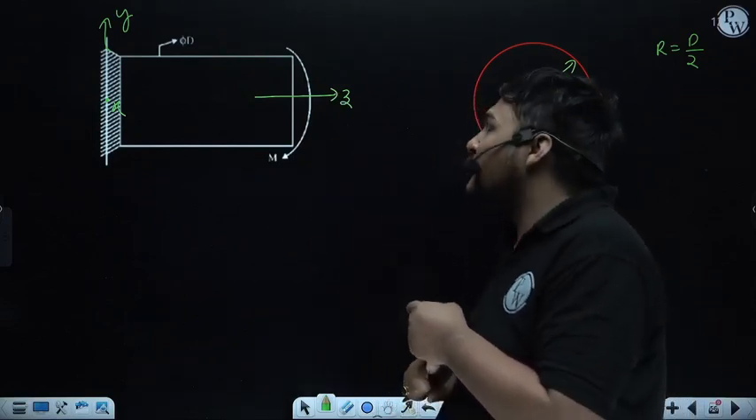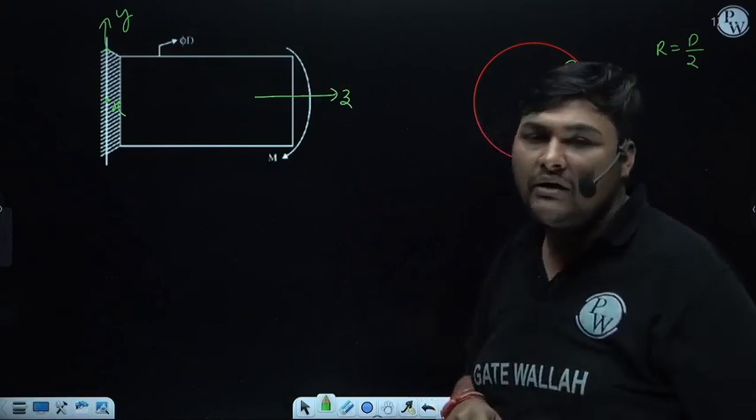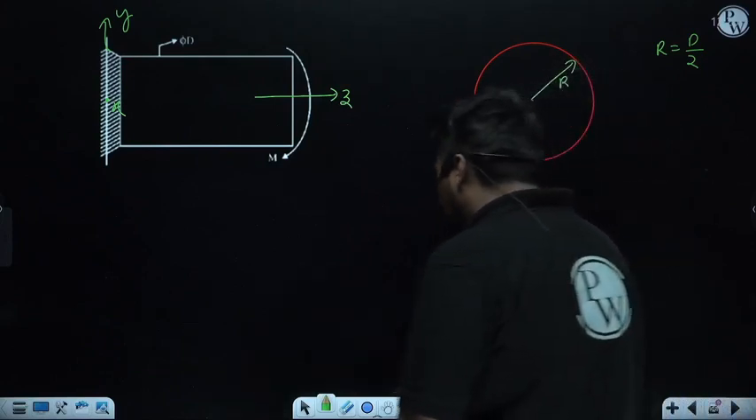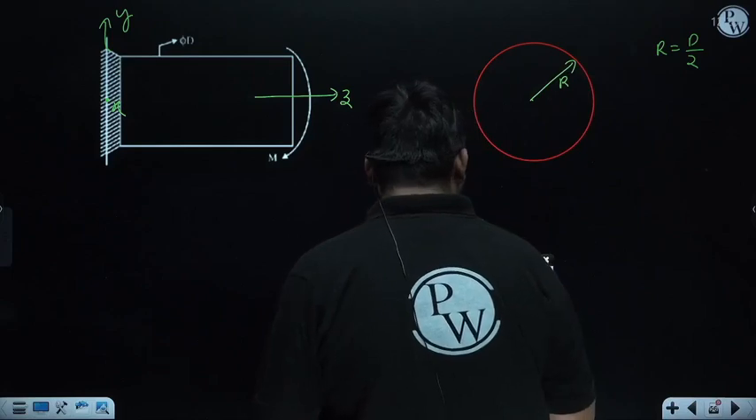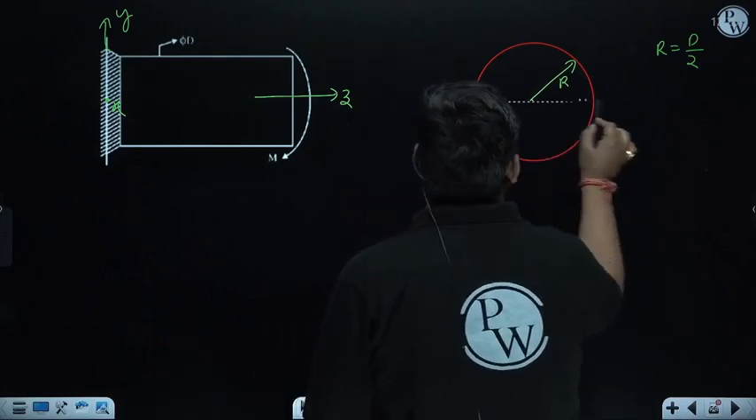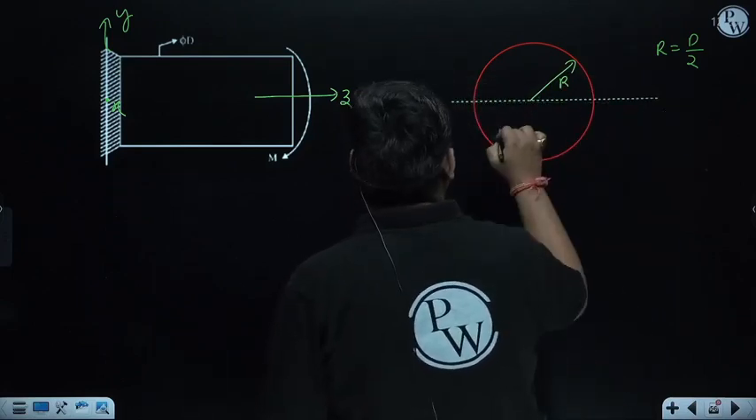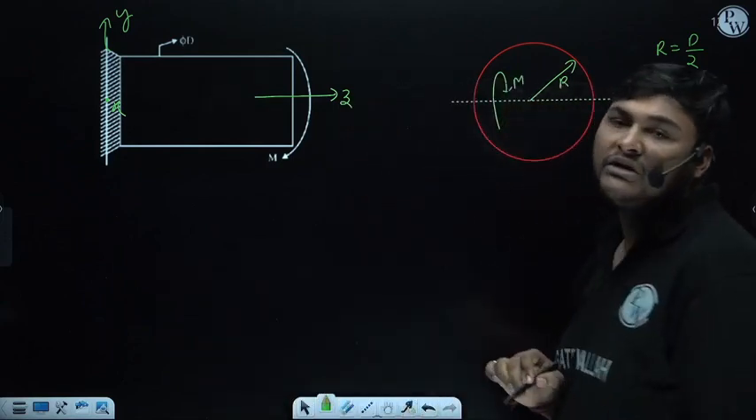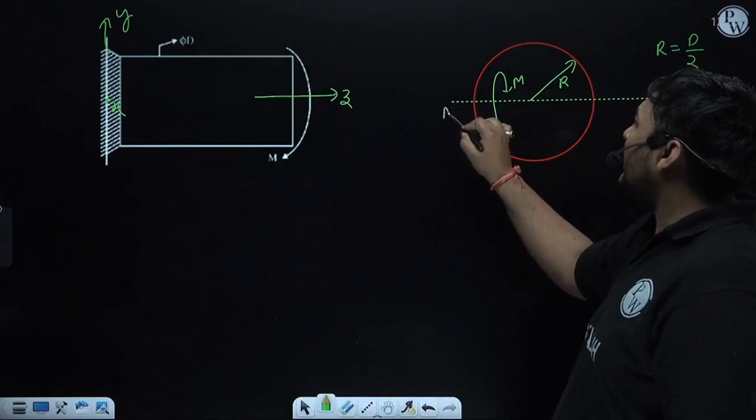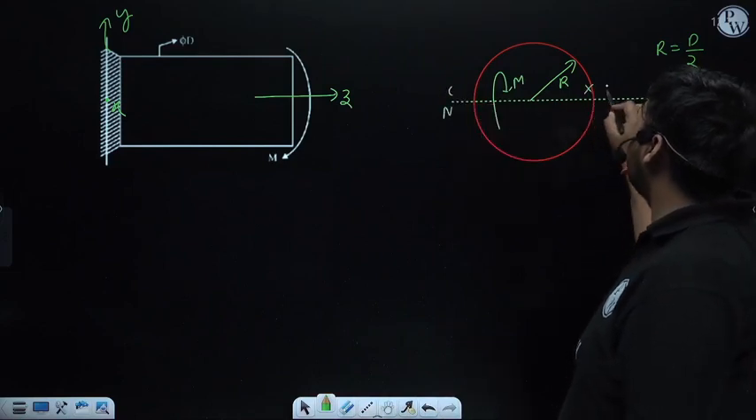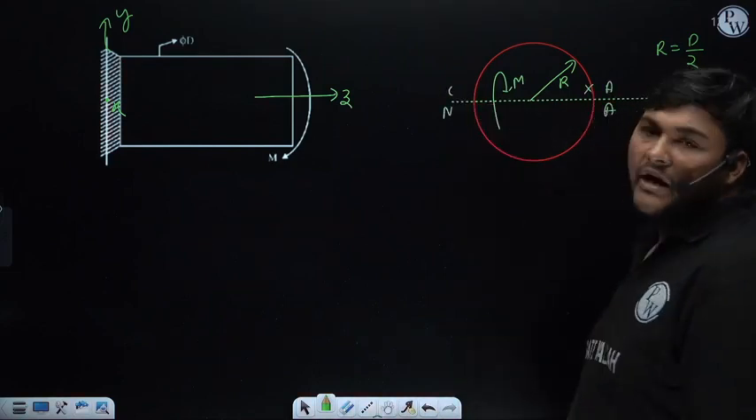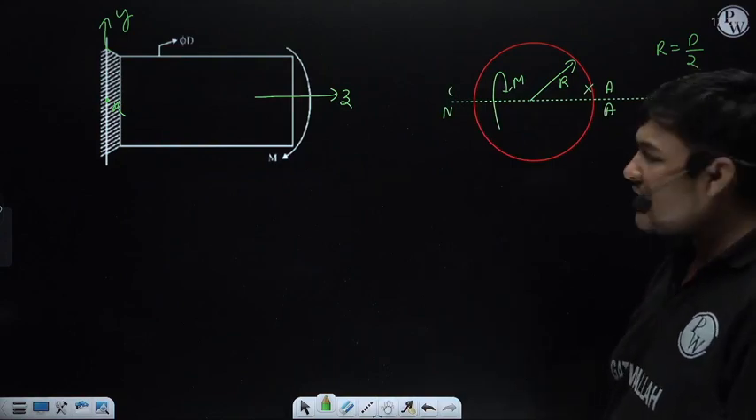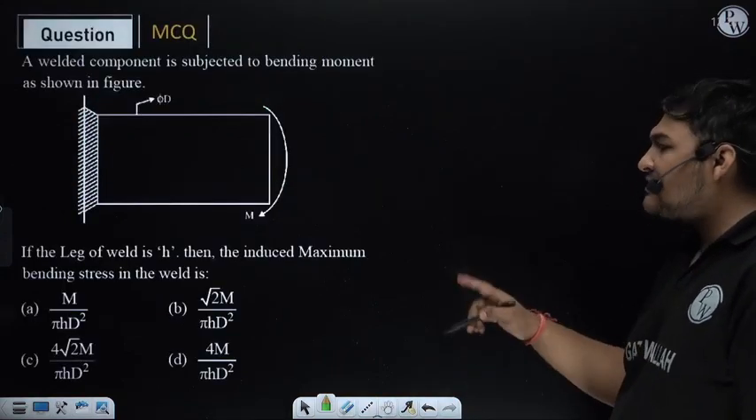Means, can I say this moment will act as a bending moment for the weld, because it is coming about the centroidal x axis. If inside you draw the centroidal x axis, it will look like this, and this moment M is acting about the centroidal x axis, so it will act as a bending moment for this weld. Here this centroidal x axis will be nothing but the neutral axis, and due to this moment M, bending stress will come, and we have to find the value of maximum bending stress.